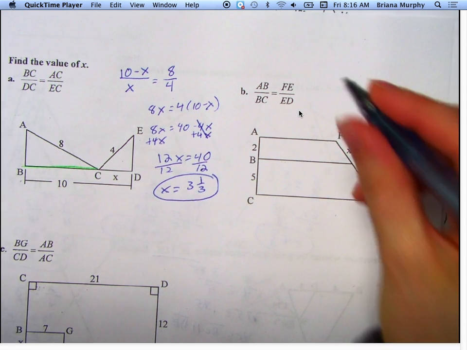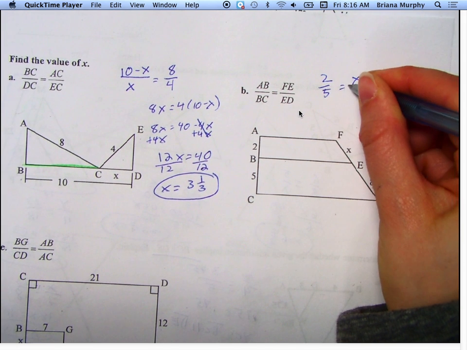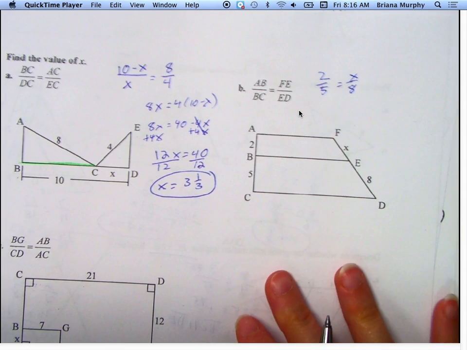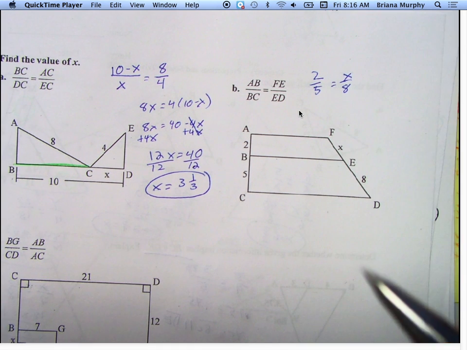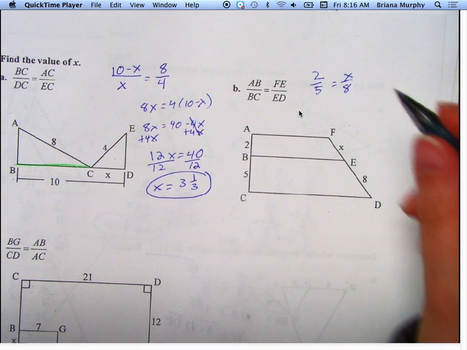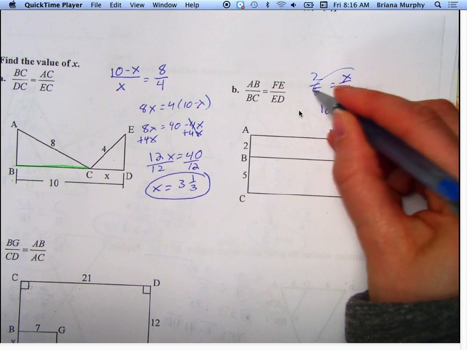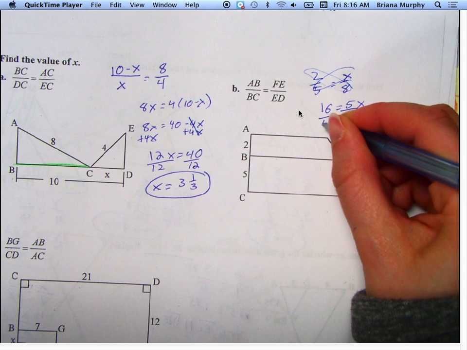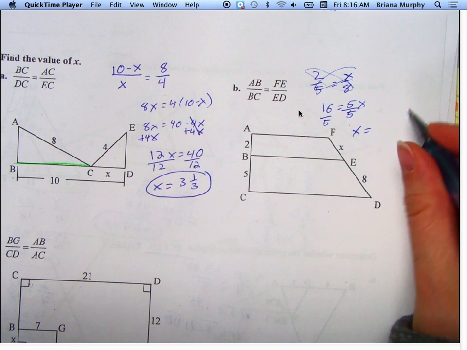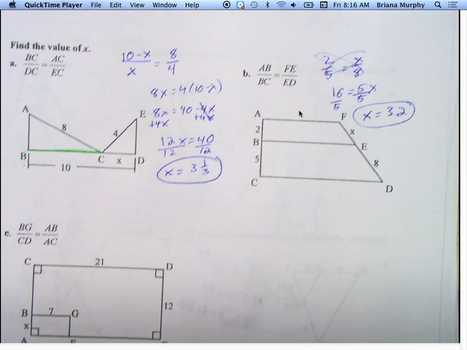Okay, so I'm going to get 2 over 5 equals x over 8, which gives me what, guys? What do I do now? Now that I've plugged the numbers in, I cross multiply, and what does that give me? 16 equals 5x. Good. And then what do I do? What does x equal? 3.2. Good.